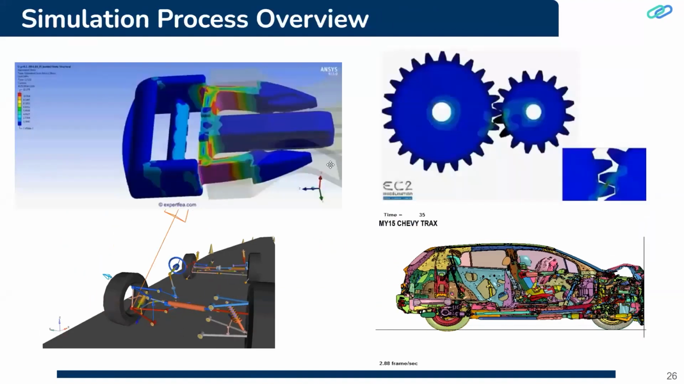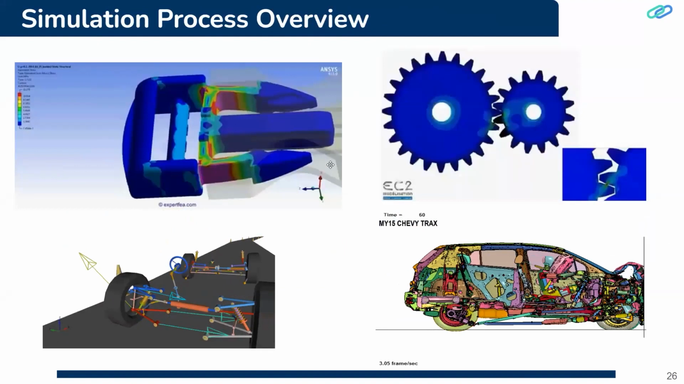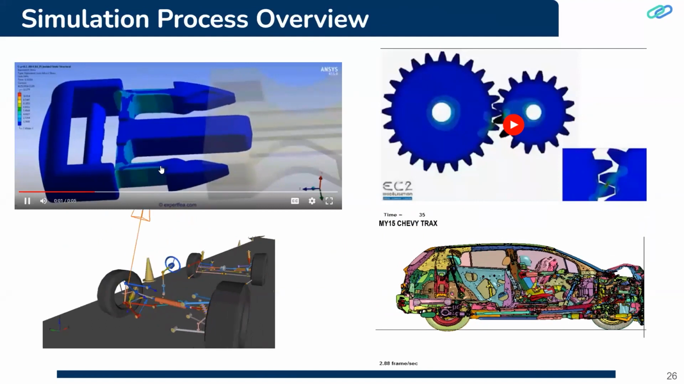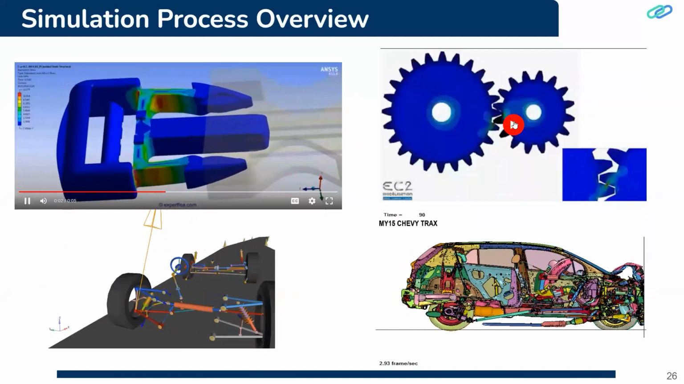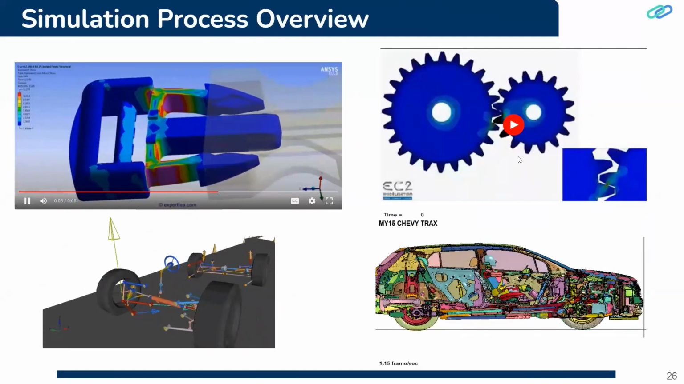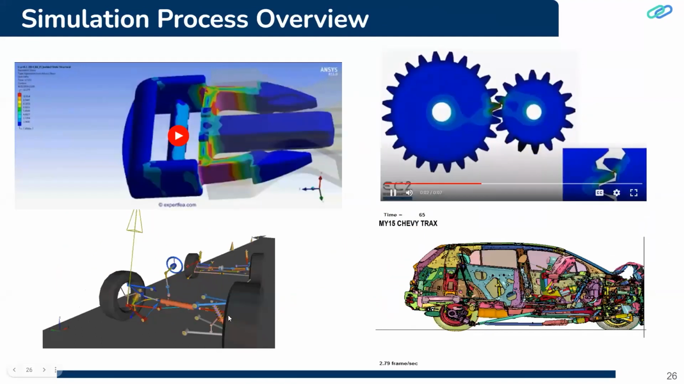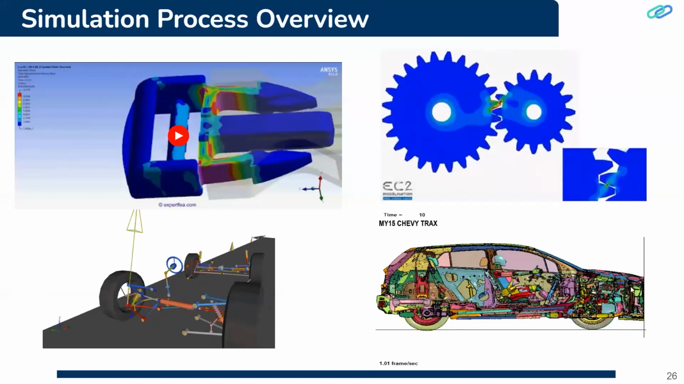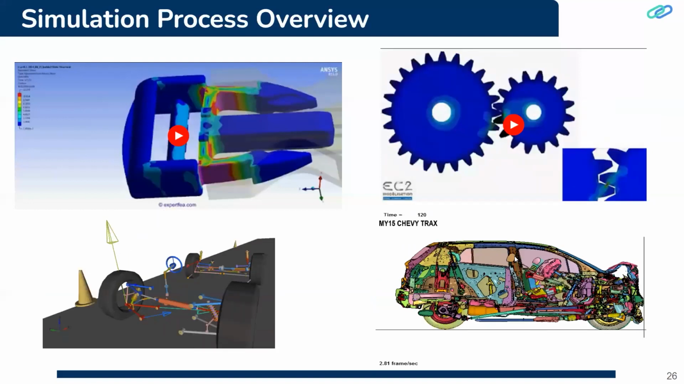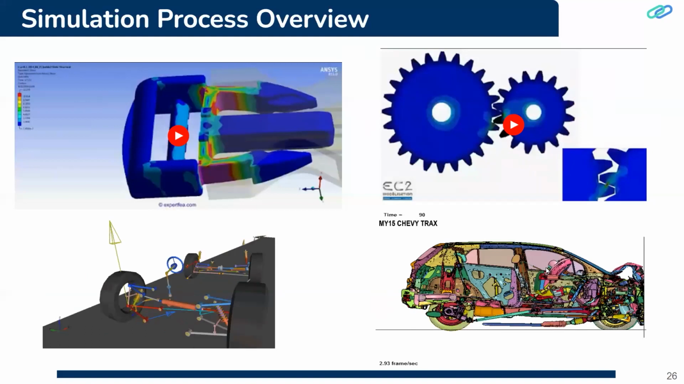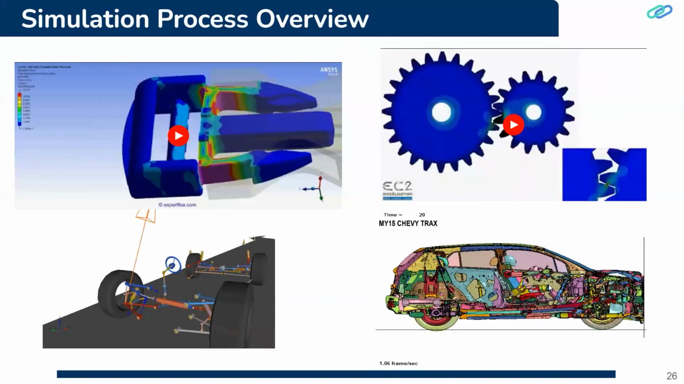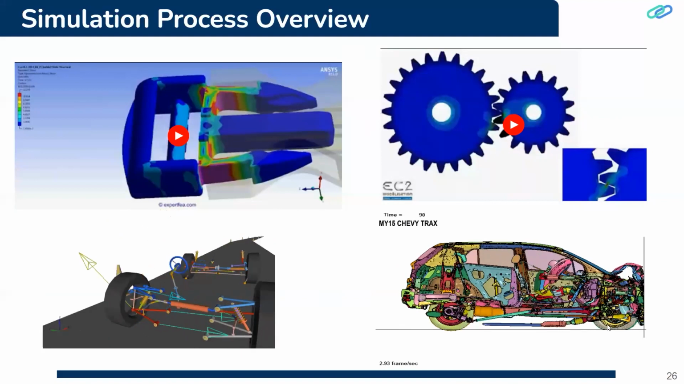These are some examples of simulations. As you can see, this is a buckle clip simulation being done. This is a spur gear simulation. These are some MBD simulations. This is a frontal crash simulation being done on a particular truck. As you can see, you have a human dummy, the airbag is opening, and you can see the front hood or bonnet crumbling. You also have your engine components, your tires, all these things.